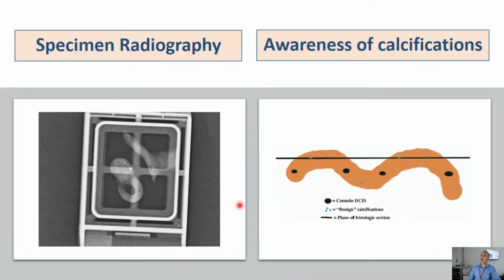This is an example of a paraffin block being radiographed to see whether the suspicious calcifications are there. Another thing for the pathologist to remember is that when you are embedding, the really suspicious calcification, which is of significance, like comedo DCIS, may not actually be sectioned in the initial cut, because the biopsy core may curl up or be unevenly embedded.